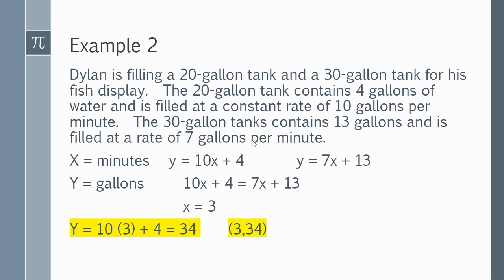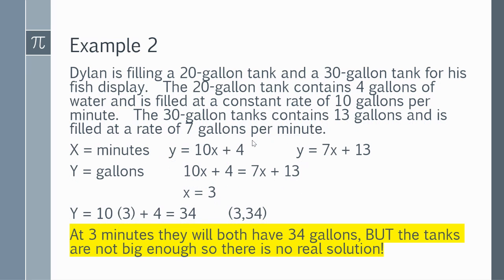Now you might be thinking, this doesn't make a lot of sense. Okay, at 3 minutes, they will both have 34 gallons, but the tanks are not big enough, so there's no real solution. So technically, the solution to this problem is (3, 34), but there's no real solution because the tank only holds 30 gallons, and so that's kind of an interesting one. So we would say no real solution to that problem.